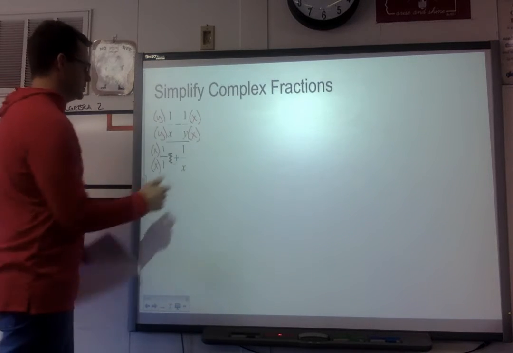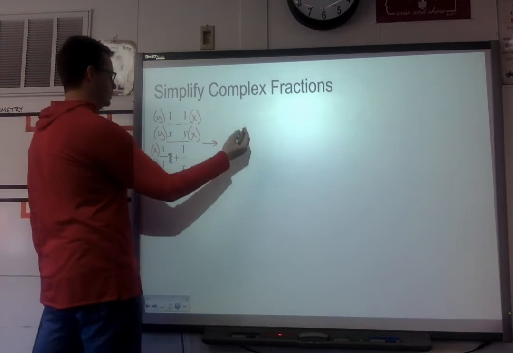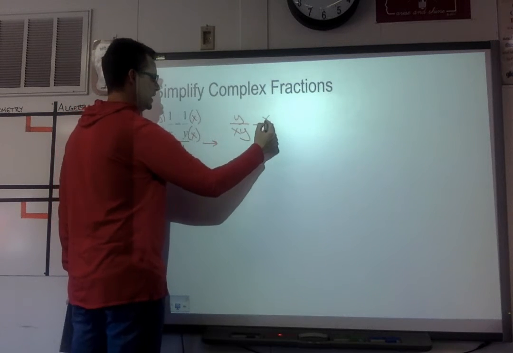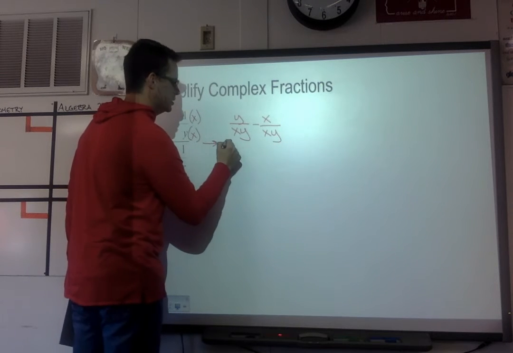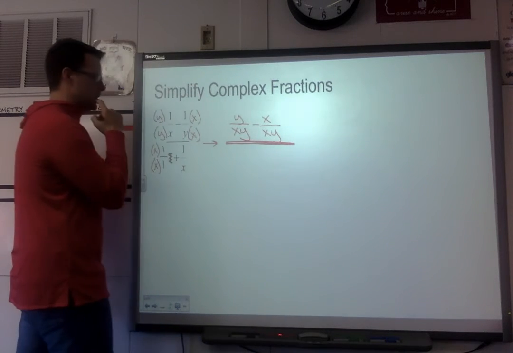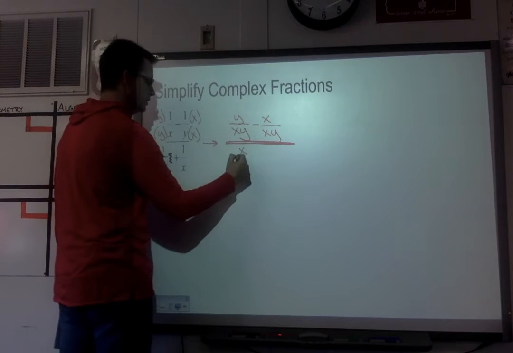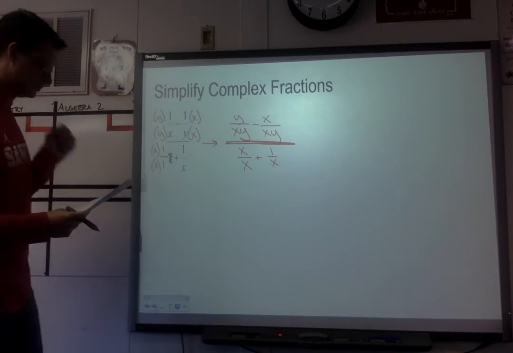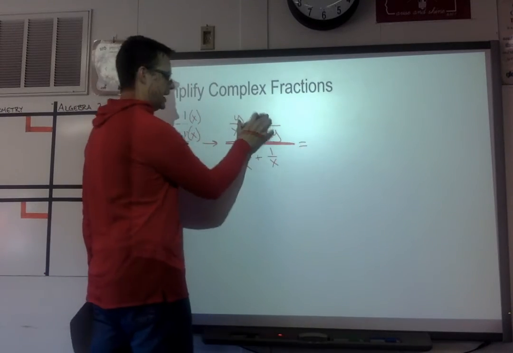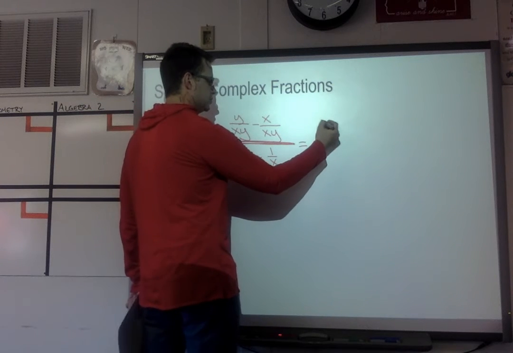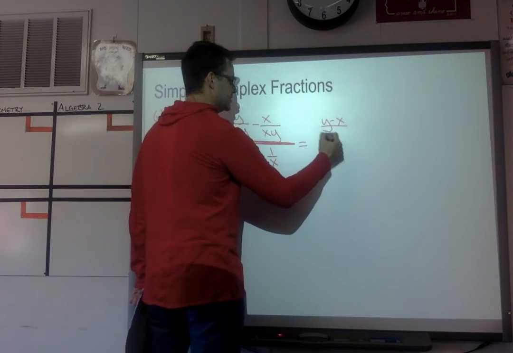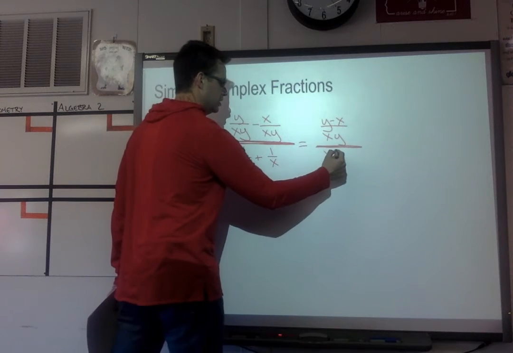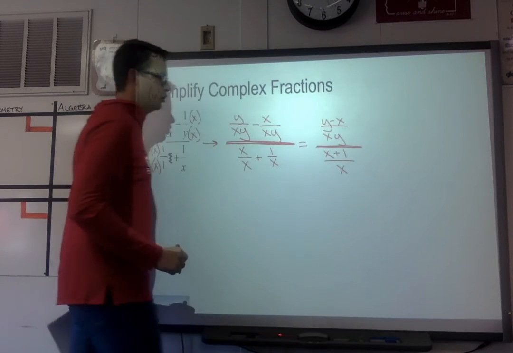So now this is going to be rewritten as my numerator. I've got y over xy minus x over xy. And that is going to be over or divided by x over x plus 1 over x. Which now I can combine my terms since I have common denominators. So in my numerator, I've got y minus x over xy over my denominator of x plus 1 over x.